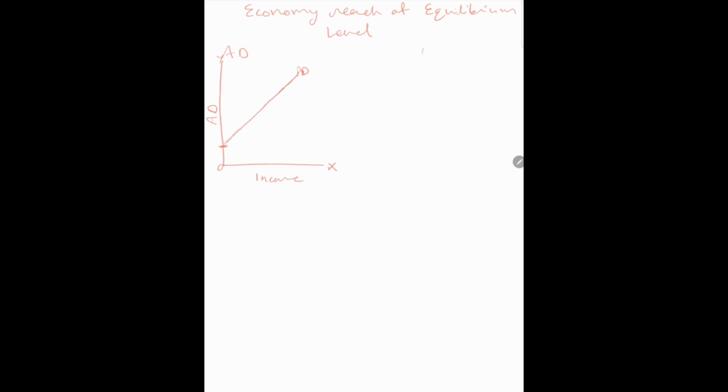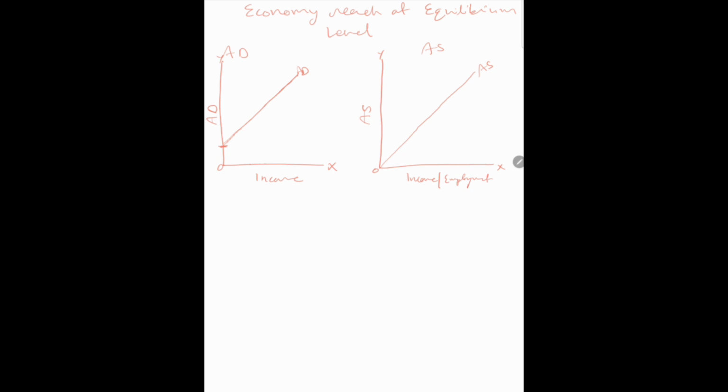The next one is aggregate supply. This is the x-axis, this is the y-axis, this is the point of origin. On the horizontal axis, we measure income and employment, and on the vertical axis, we measure aggregate supply. The aggregate supply curve always starts from the point of origin and increases upward to the right side with the increase in income and employment level. This is aggregate supply. The definition of aggregate supply is the total supply of all final goods and services that are produced by the producers in the economy for the purpose of sale.